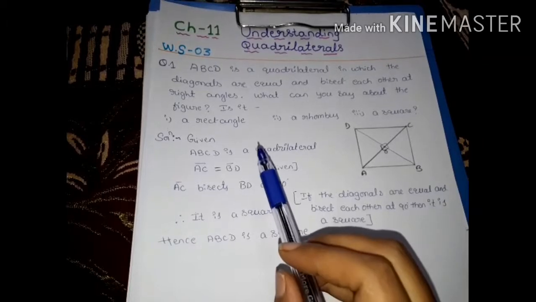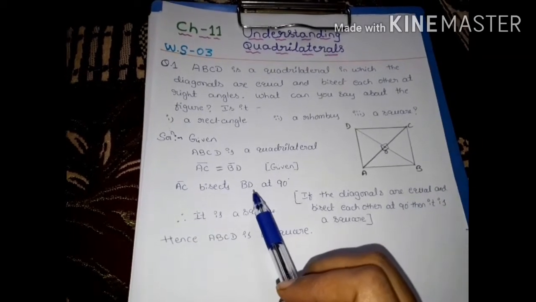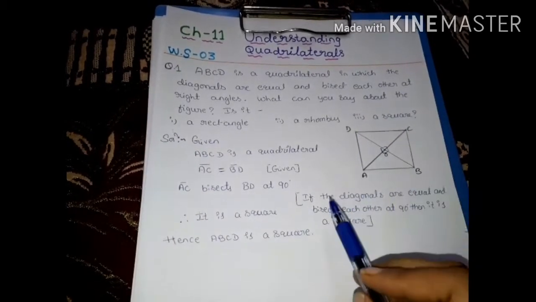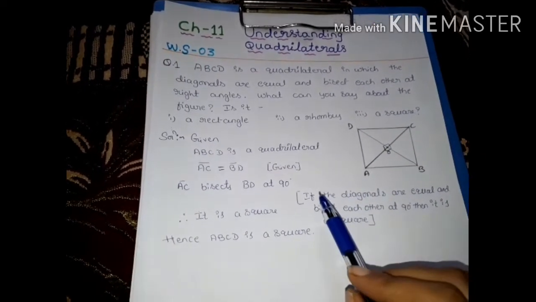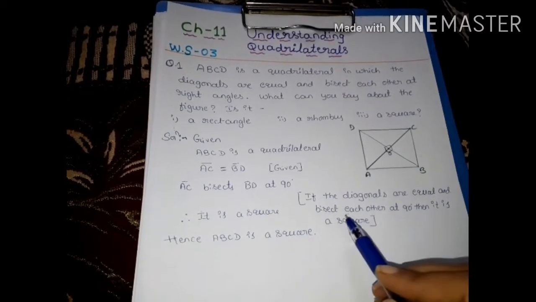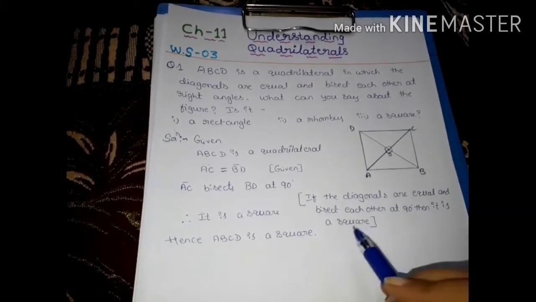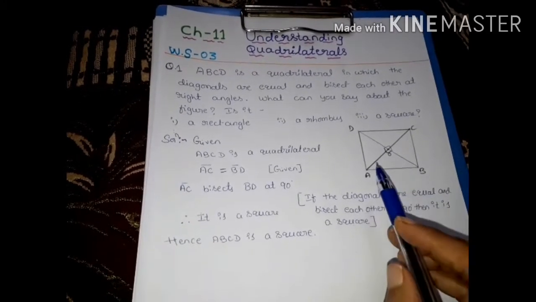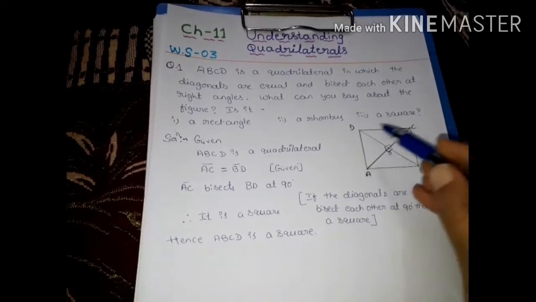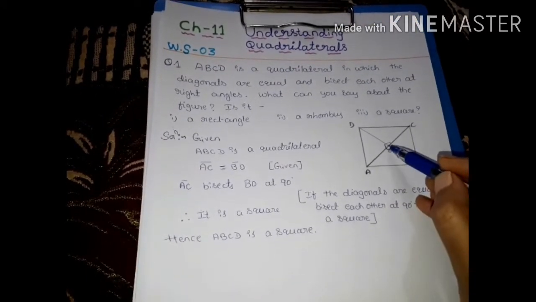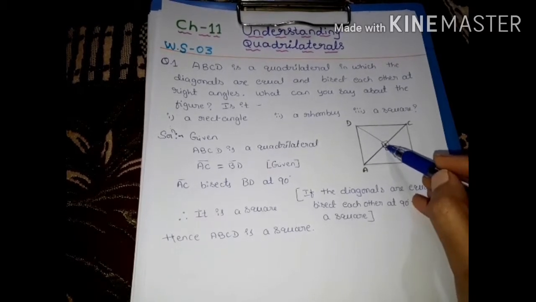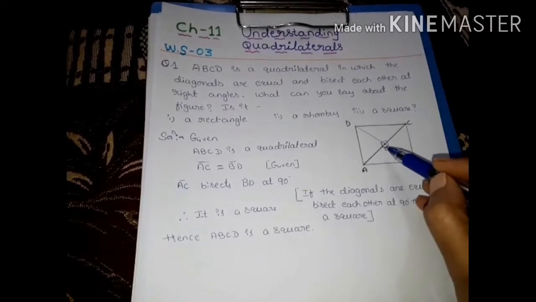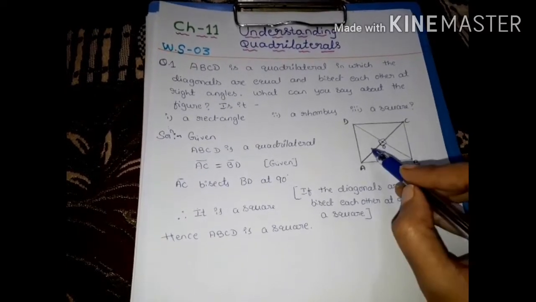When diagonals are equal and bisect each other at right angles, then the given figure is a square. As the reason you have to write: if the diagonals are equal and bisect each other at 90 degrees, then it is a square. We only just studied the properties of a square. In a square, the diagonals are equal and bisect each other at right angles. So here ABCD is a quadrilateral whose diagonals are equal and also bisect each other at right angles, then it is a square.